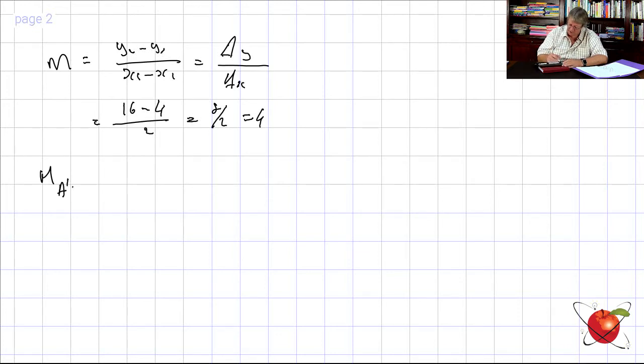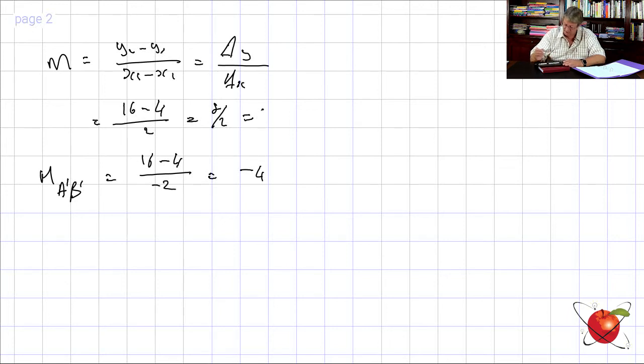M, this is now between A prime and B prime, is going to be equal to 16 minus 4 over minus 2, right? Which is going to be equal to minus 4. Is that right? Okay. 16 minus 4 is 12, you sausage. Sorry, guys. 12 over 2 is 6 and minus 6. And here I am doing math. 6 and minus 6. I'm looking at something that's got a 4. That's why I checked myself. So 6 and minus 6.